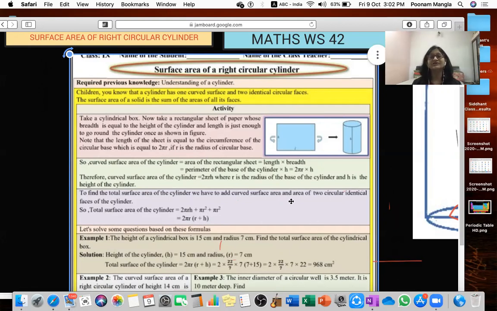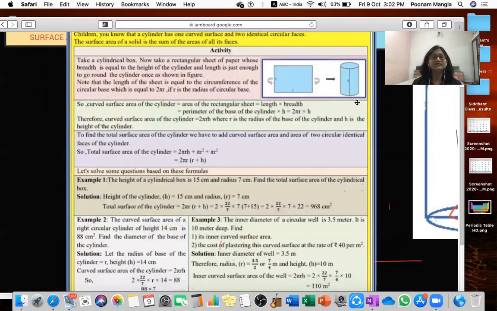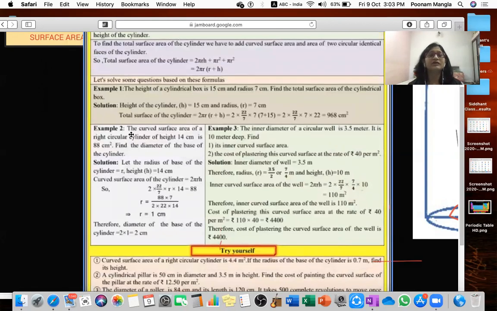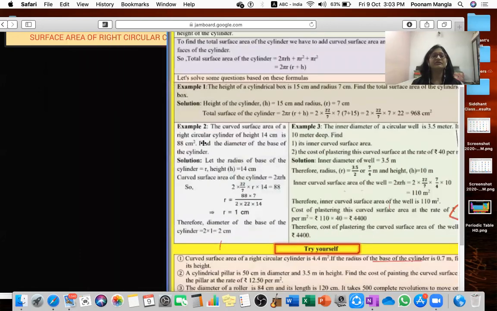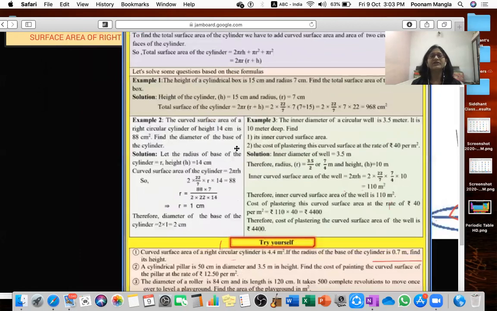So I hope you understand how we are calculating this formula. Now we are going a little bit further, so let's take one more example. It is example 2. The curved surface area of a right circular cylinder of height 14 centimeter is 88 square centimeter. Find the diameter of the base of the cylinder. Now it is the reverse way round.